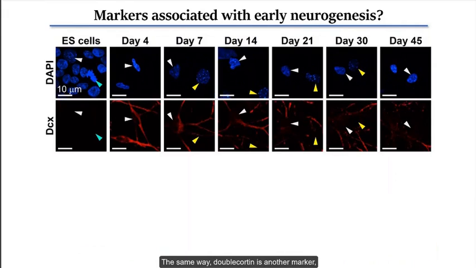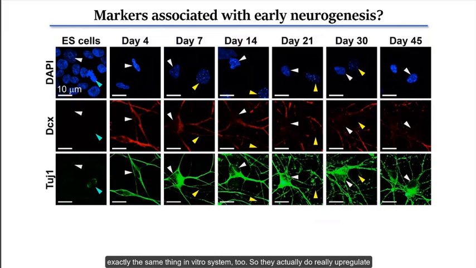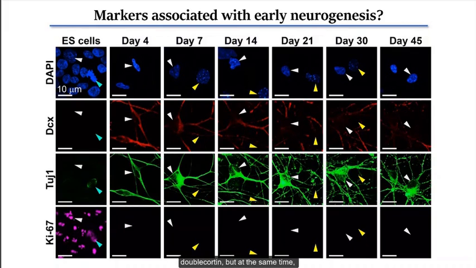In the same way, doublecortin, DCX, is another immature neuronal marker. These are markers that people doing in vivo studies in mouse or other organisms always use to identify what kind of neurons they are and what stage they are at in the in vivo system. We see exactly the same thing in the in vitro system too. They immediately upregulate doublecortin, and TUJ1 is always there.